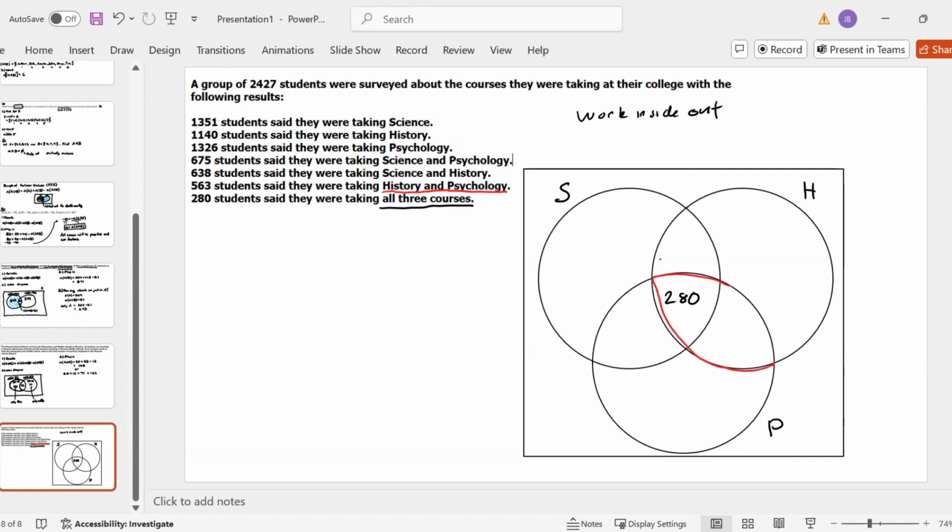And I am told that these two have to add up to 563. So 563 minus the 280 that already have taken both, right? Let me just make that a little bit easier. So 563 minus 280. That's going to be equal to 277. And I'm going to verify that before I continue.